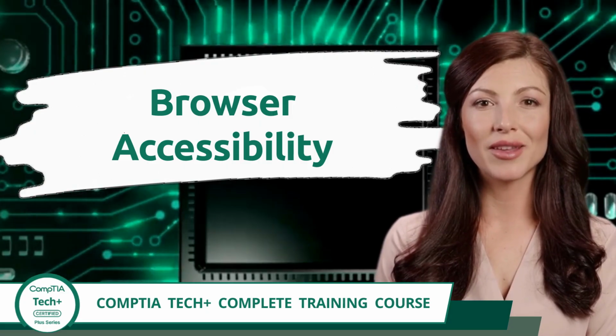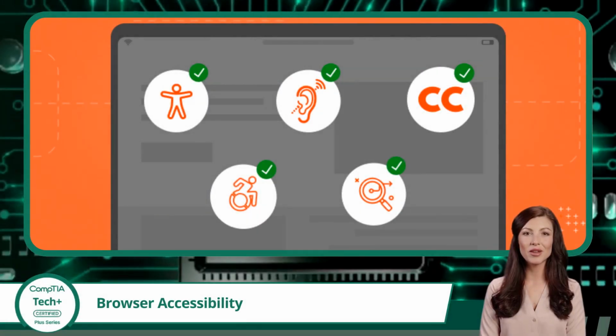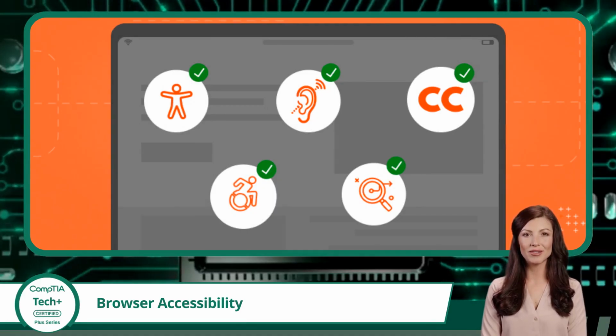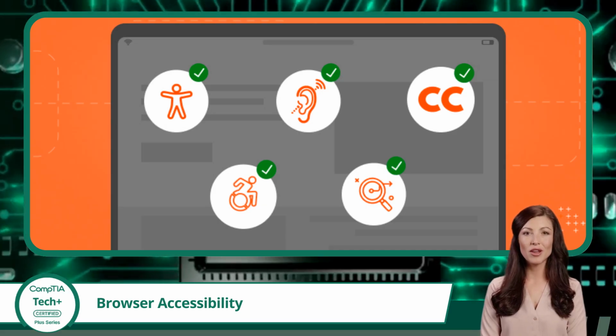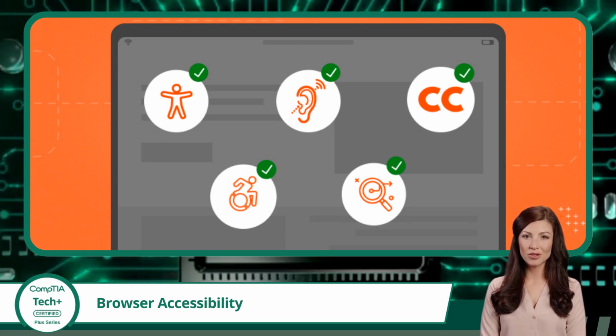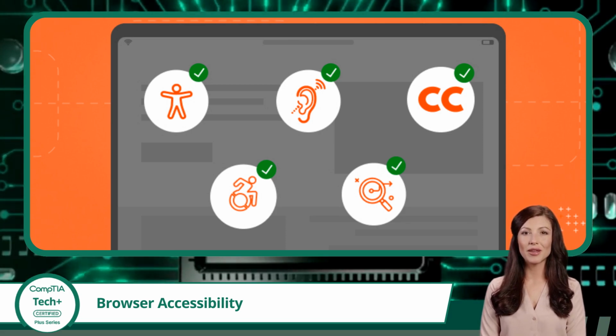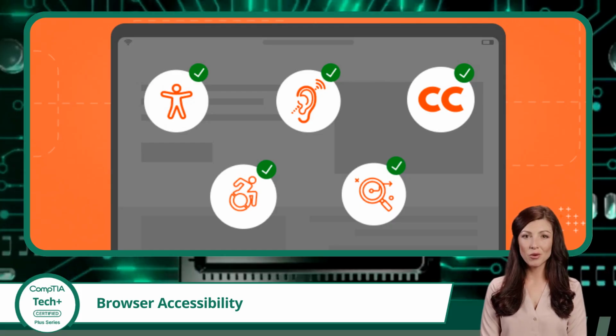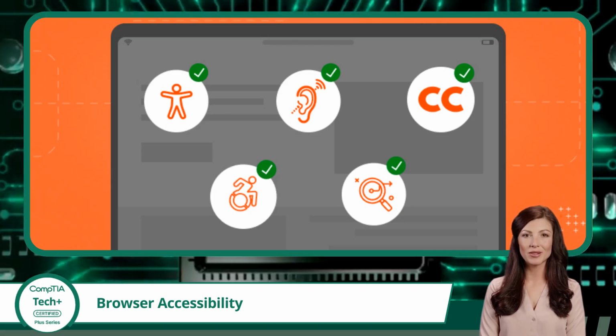Browser accessibility. When we talk about accessibility in the context of web browsers, we're talking about features designed to make the internet easier to use for everyone, including people with visual, auditory, motor, or cognitive impairments. Accessibility settings are built into modern browsers to ensure that as many users as possible can comfortably browse the web. These features help remove barriers and create a more inclusive online experience.